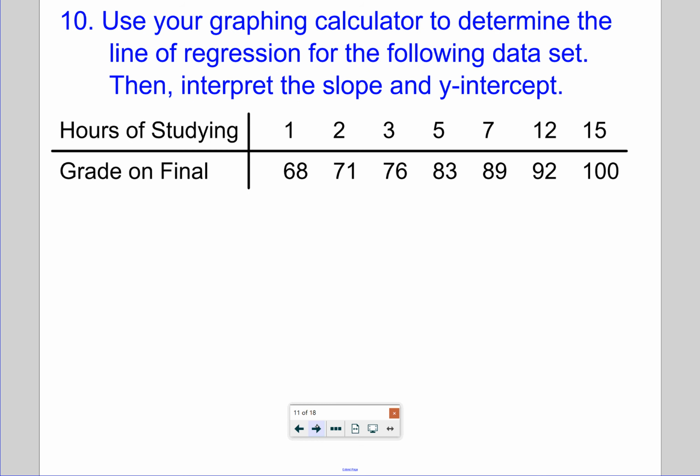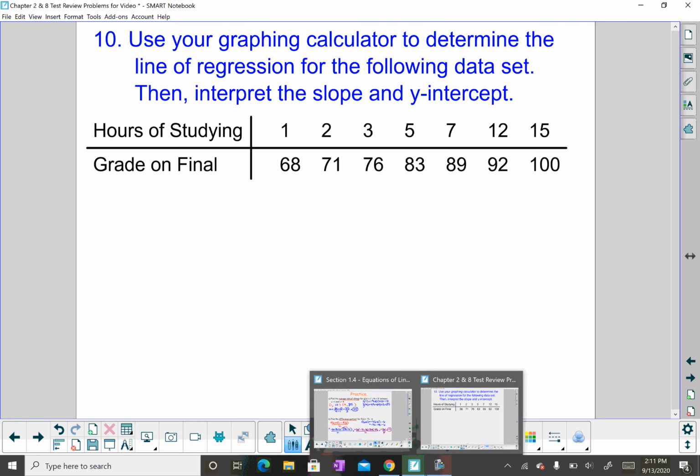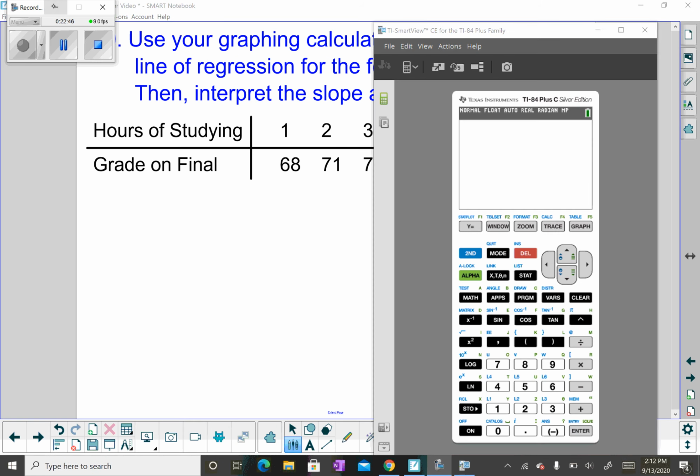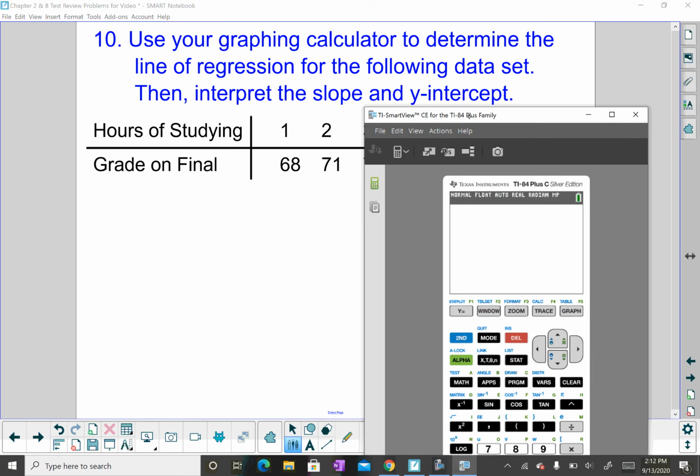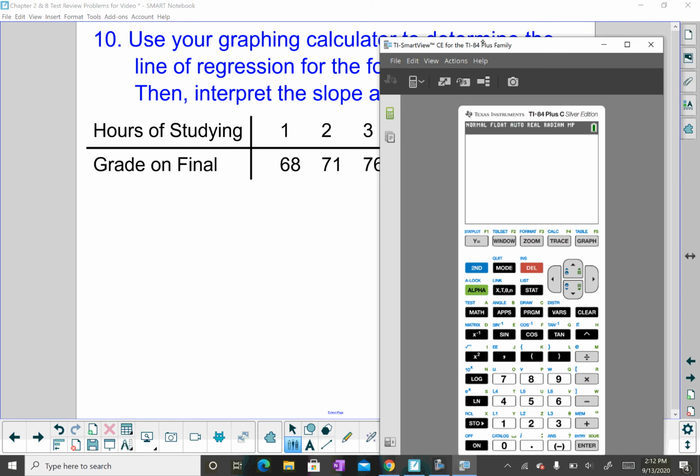Number 10, the last problem here, is going to be a graphing calculator problem. You're going to find the line of regression and then interpret the slope and y-intercept. So I'm going to load up my graphing calculator here. Okay, so we want to first enter our data in our calculator.